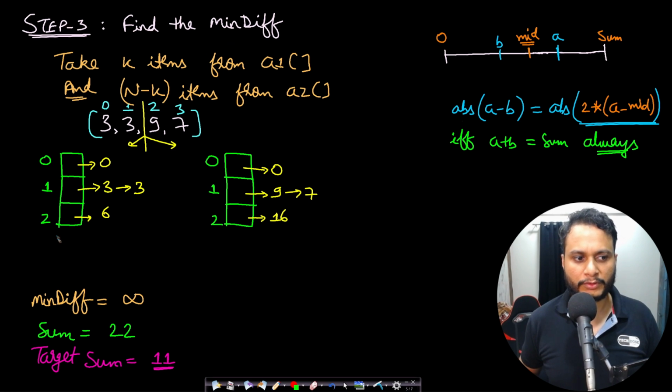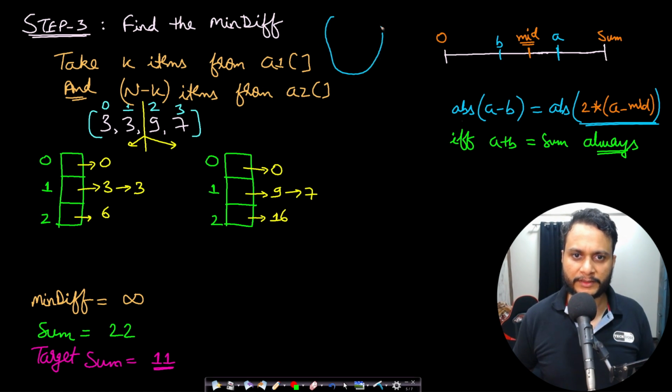So now that you have formed the list of lists for both the arrays A1 and A2, what you need to do is, let's assume that I want to form a set. Okay, I want to form a set, let's say S1.